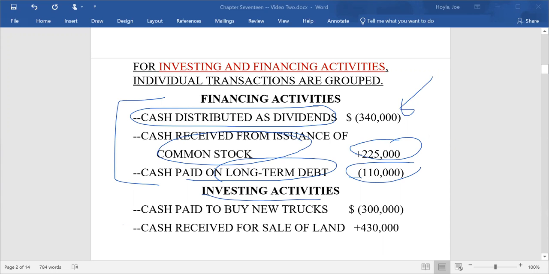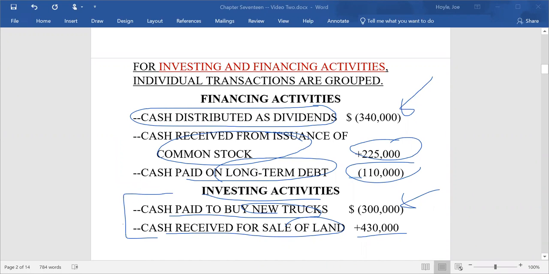Investing activities, of course, they're going to have an asset. Cash paid to buy new trucks, $300,000. Cash received from sale of land, $430,000. Again, non-operating, but this time they are dealing in assets. They're dealing in a truck or they're dealing in land.